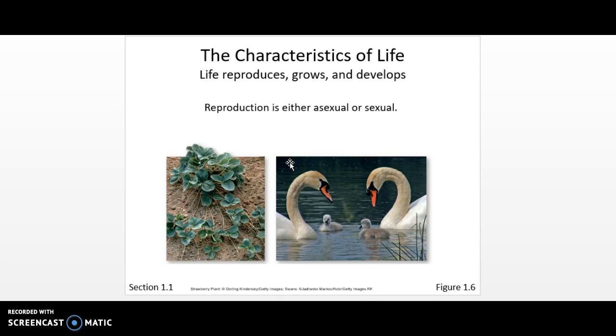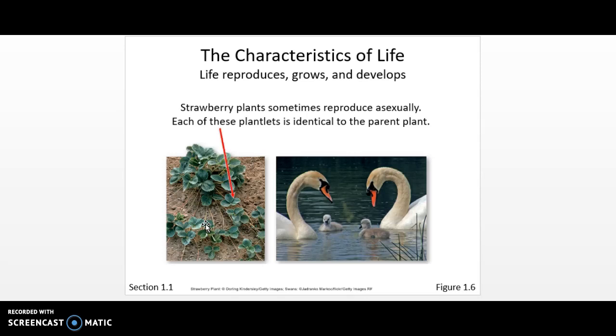Life reproduces, grows, and develops. Reproduction can be either asexual, like in plants or bacteria, or sexual. Offspring of asexually reproducing organisms, like plants or bacteria, are identical to their single parent. No diversity. Asexual reproduction is a successful strategy in unchanging environments. When the environment changes, typically those organisms will die out.